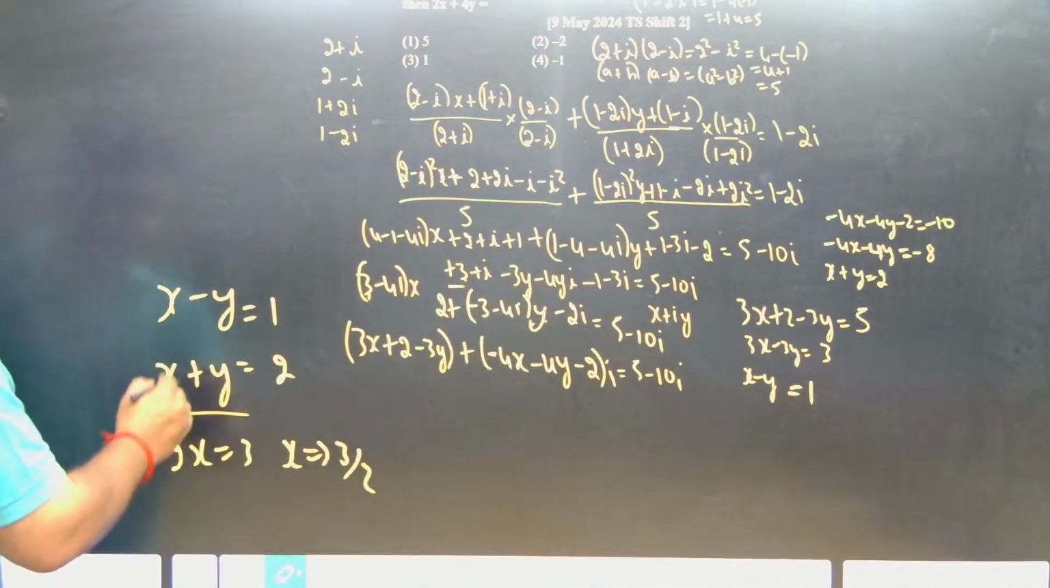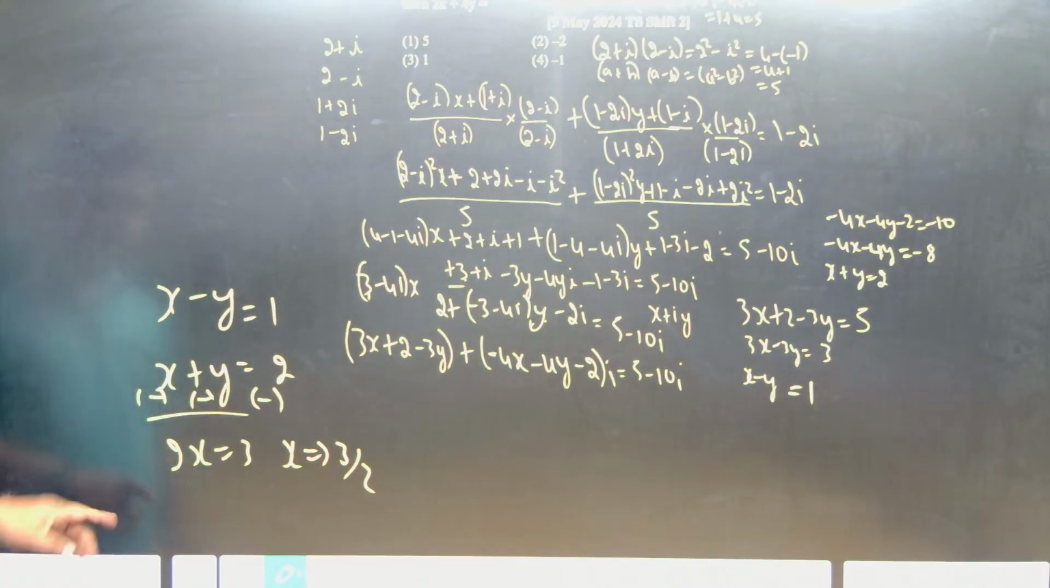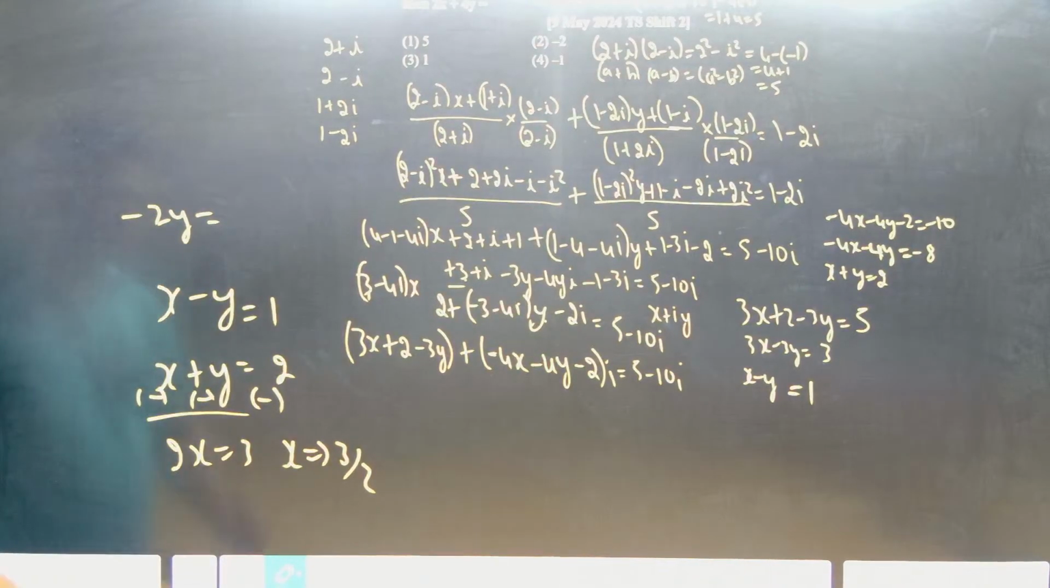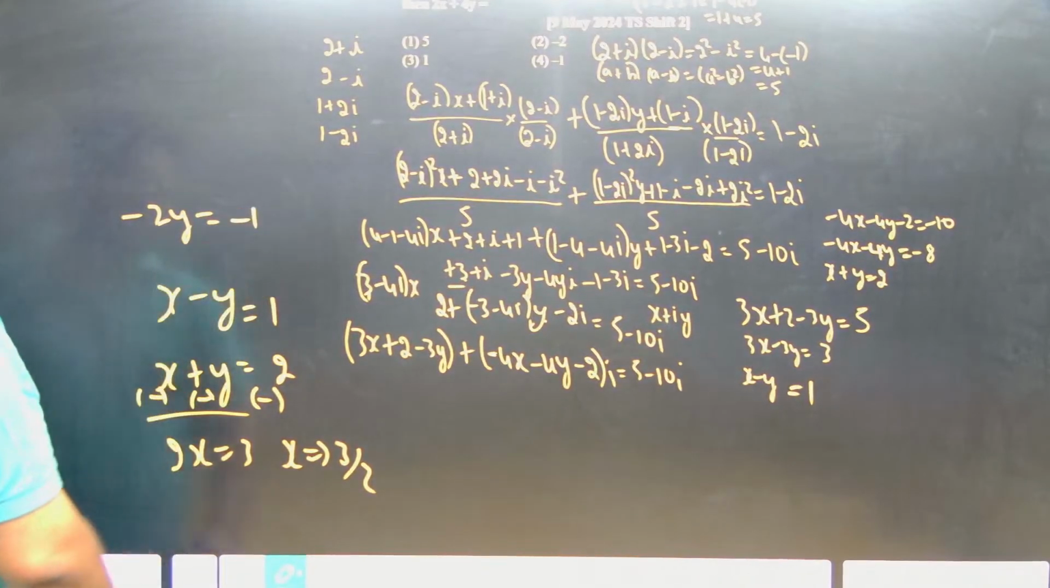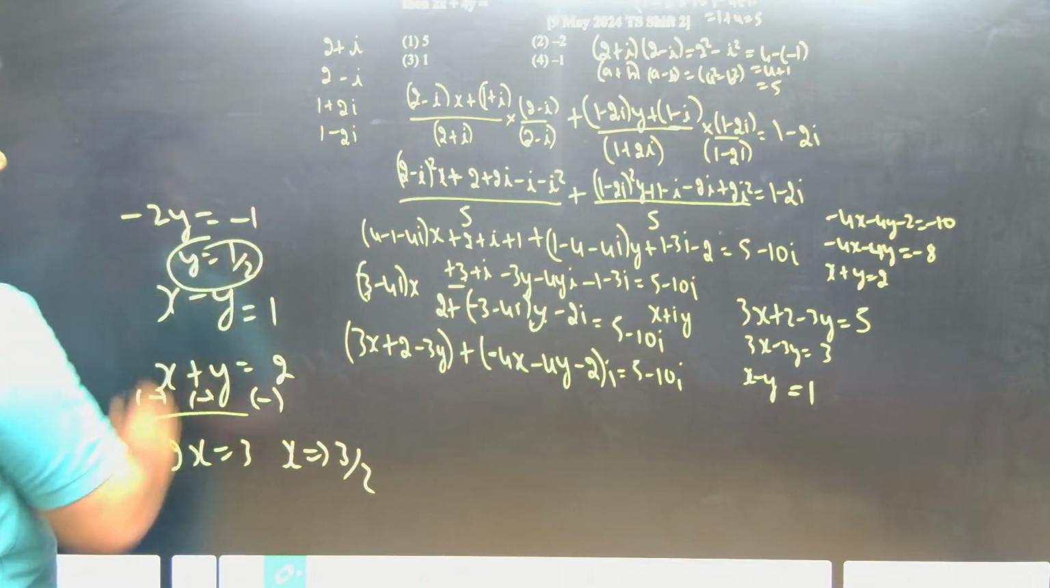On subtracting, what will I get? Minus 2y will be equal to minus 1. So y will be equal to 1 by 2.